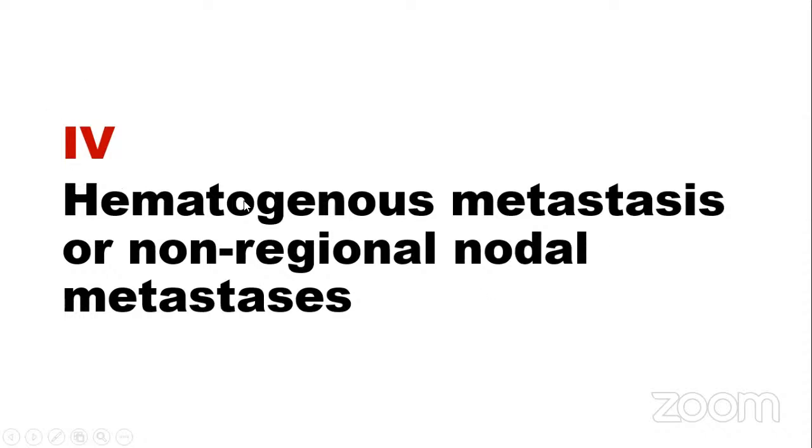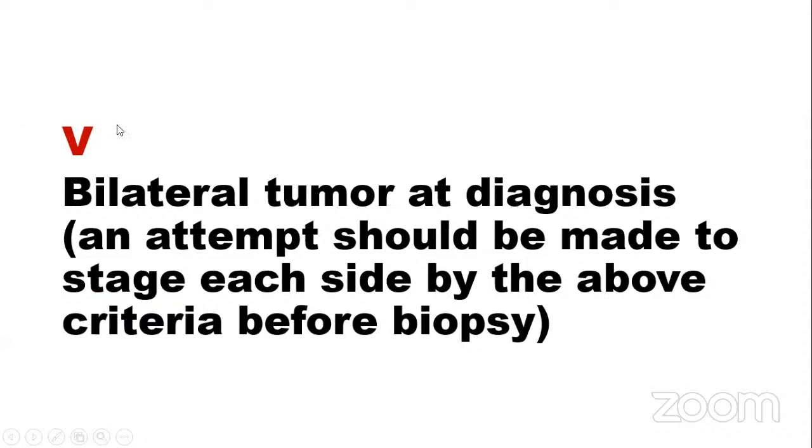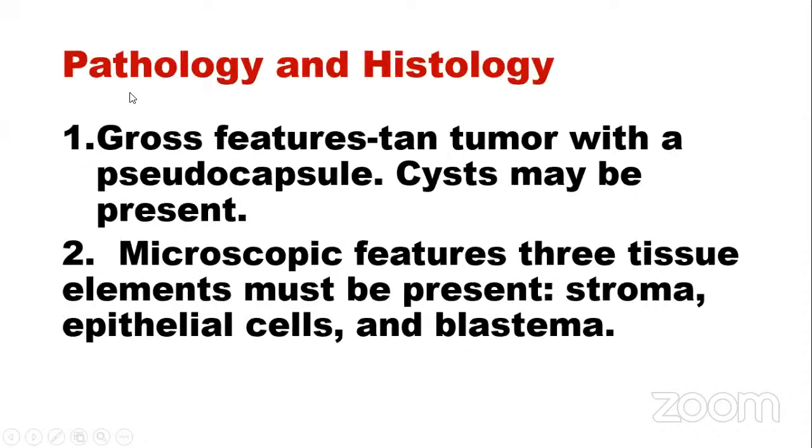This is stage 4. So hematogenous spread is stage 4, or non-regional nodal metastasis. Stage 5 is when the tumor is bilateral. If the tumor is bilateral, the diagnosis is stage 5, and an attempt should be made to stage each side by the above criteria before the biopsy.